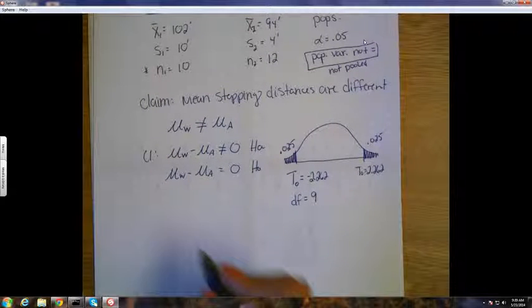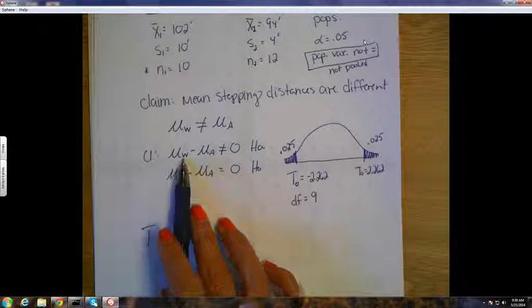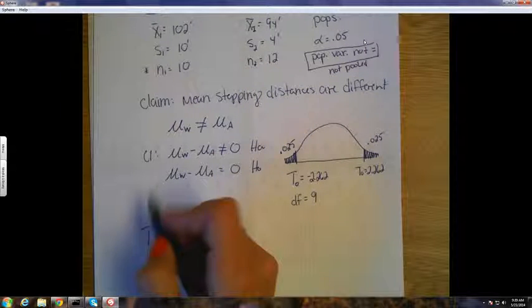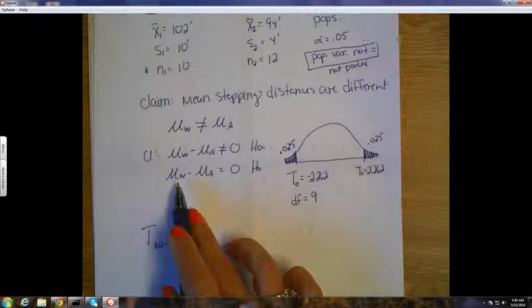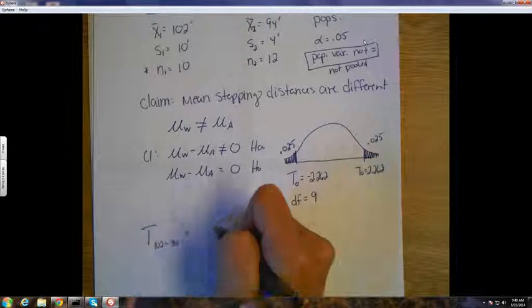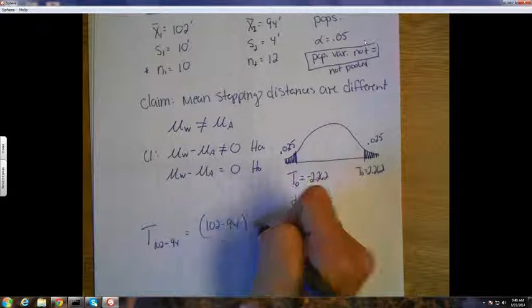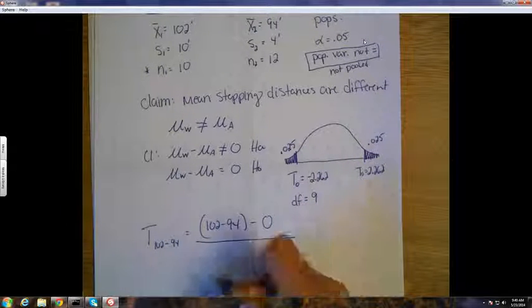So, the t for, I did Winter Fire minus Alpen. So Winter Fire is 102 minus the 94. You've got to match the way you write the claim. The whole difference is a 0. And then I got that square root on the bottom.